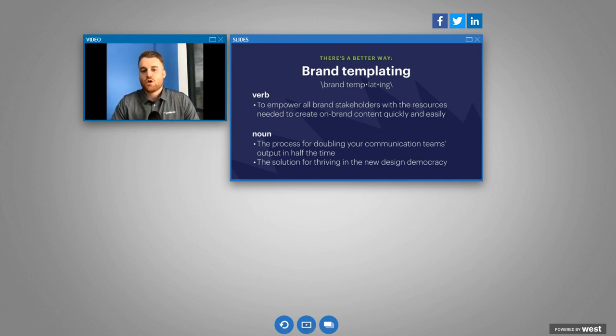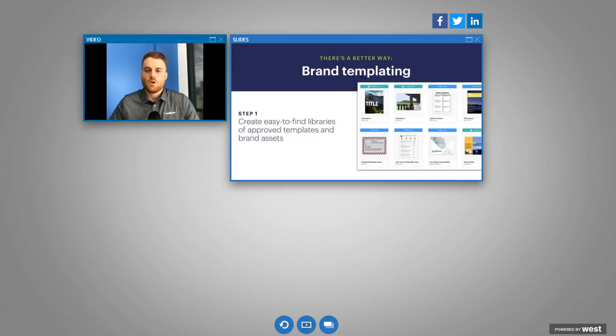Brand templating is also the way that you can double your communication team's output in half the time. Again, the title of this discussion today. And it is the solution for thriving in today's new design democracy, the new world that we live in. So let me break it down a little bit further and tell you what brand templating is really all about. There's 3 main steps to brand templating.